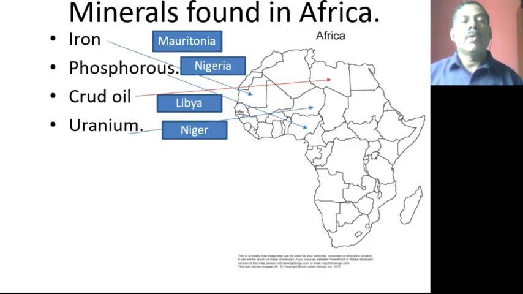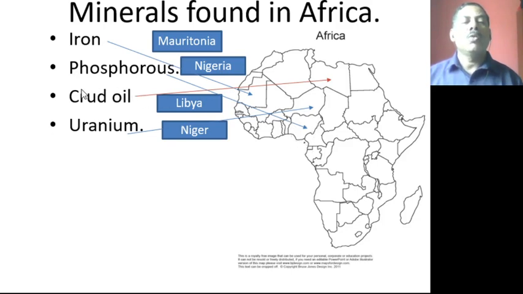Now we can see the different types of minerals found in Africa. So there are different minerals: iron is there, phosphorus is there, crude oil is there, and uranium is there. Not only these, other minerals are found, but the important minerals found in Africa start with iron. Where are you going to find iron here? In Mauritania. You can see here Mauritania in the western part of Africa. Now coming to the second one, phosphorus, you will get in Nigeria. So this is Nigeria, you can see it very clearly here.